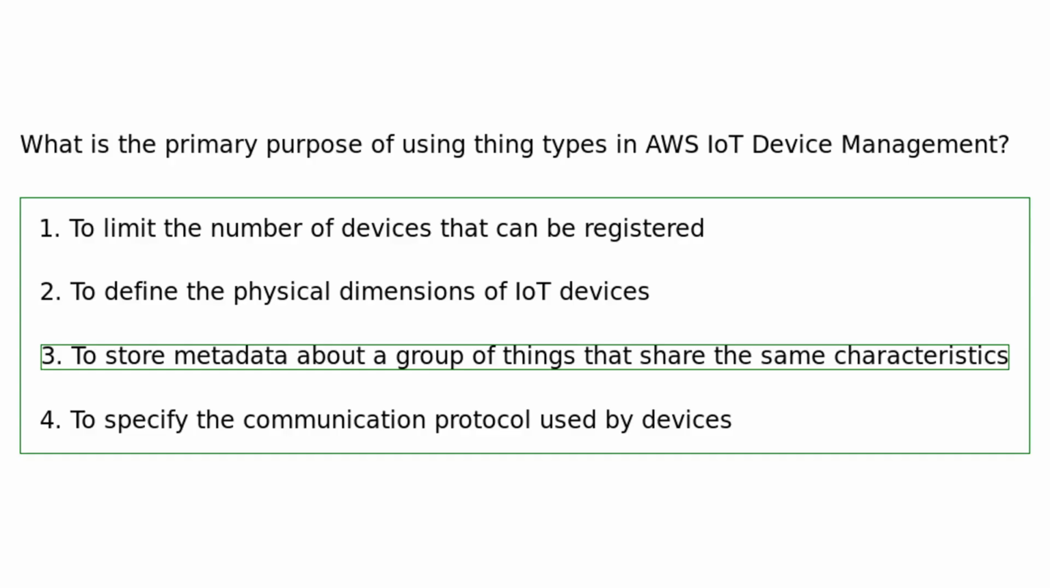Thing types in AWS IoT Device Management are used to store metadata about a group of things that share the same characteristics. This metadata can include searchable thing attributes and their data types, improving device fleet organization and management.